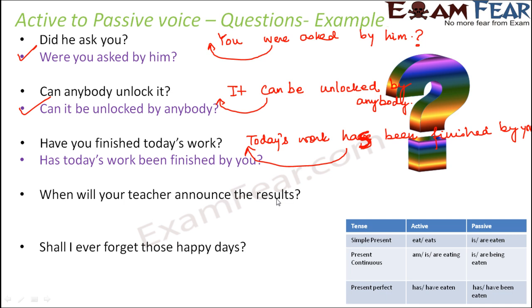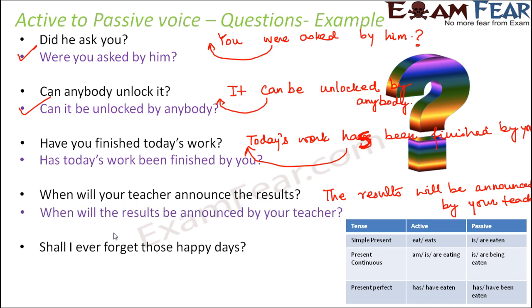When will your teacher announce the results? So think of it like a sentence. It will be, your teacher will announce the results. So that will become in the passive form, it will be, the results will be announced by your teacher. Right? So now when you make it as a question, it will become, when will the results be announced by your teacher? So when is an additional thing. So when will remain here. So when this will shift to the beginning. So it will become, when will the results be announced by your teacher?